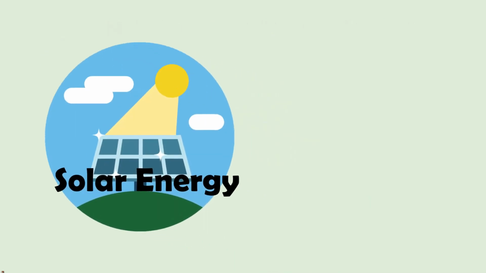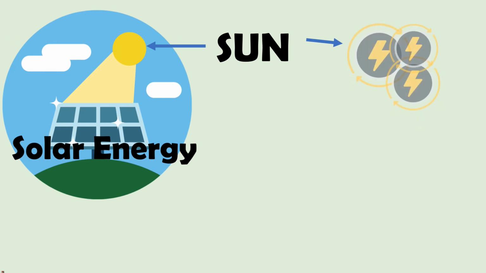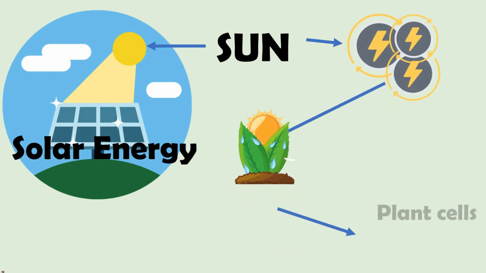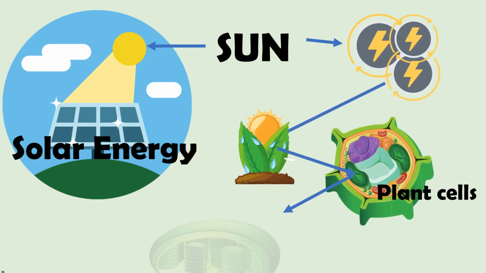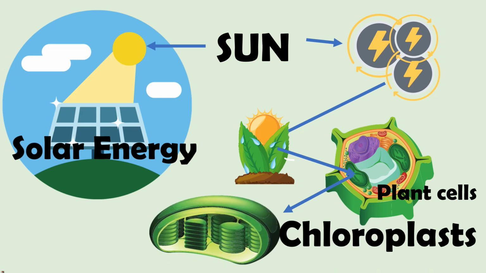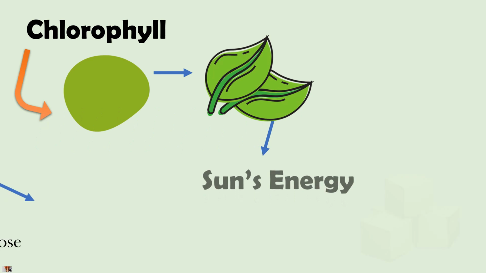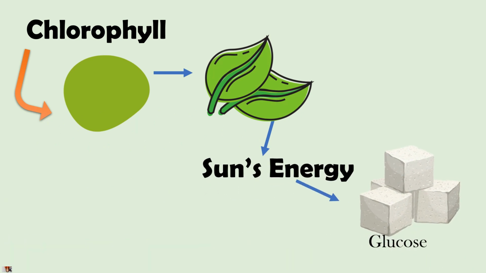The primary source of energy for the plants is the sun. The energy they receive from the sun is then stored in the plant cells, mainly in the chloroplasts. With the help of chlorophyll, a type of green pigment present in plants, the plants convert the sun's energy into storable form in order to have sugar molecules such as glucose.